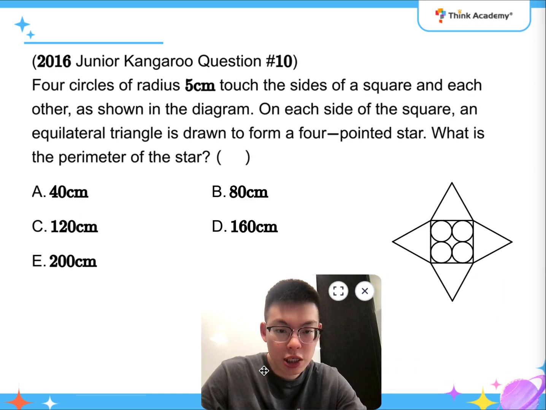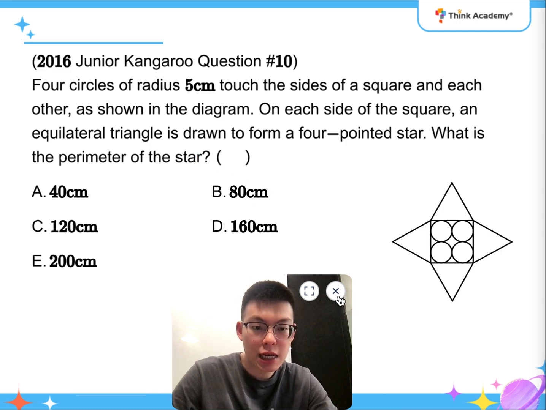Now, question number 10. It says that 4 circles of radius 5 centimeters are touching the sides of a square and each other as shown in the diagram. So on each side of the square, there's an equilateral triangle drawn to form a 4-pointed star. What is the perimeter of the star?